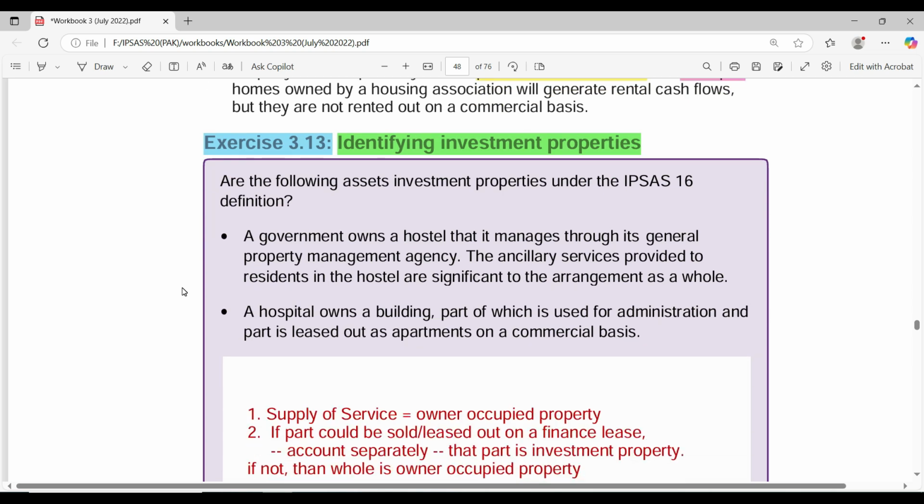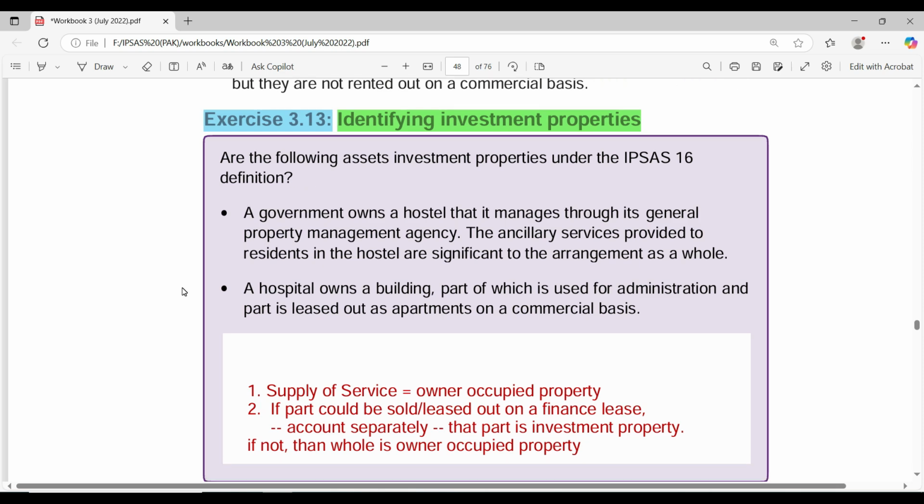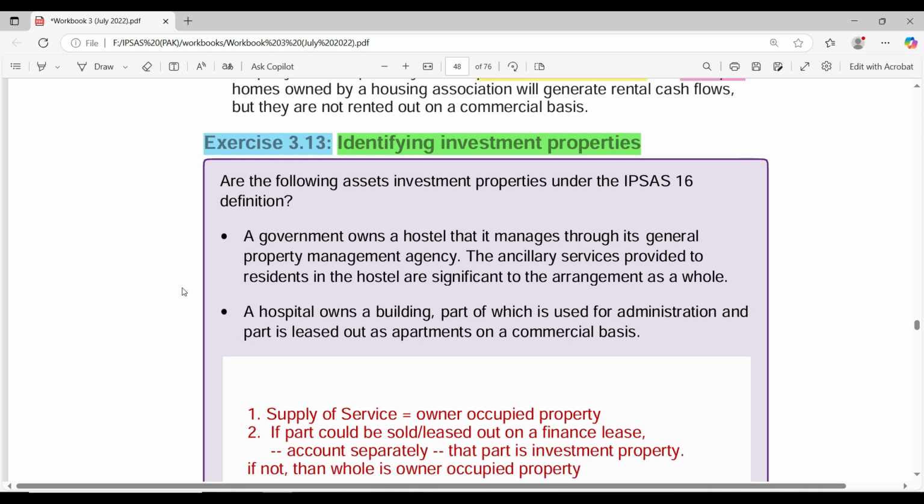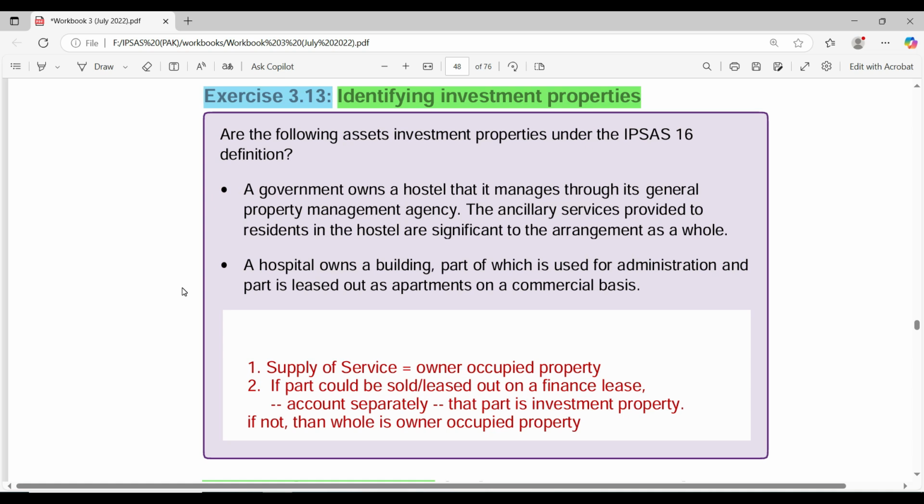Now we move towards the exercise. Identify investment properties. Are the following assets investment properties under the IPSAS 16 definition? A government owns a hostel that it manages through its general property management agency. The ancillary services provided to residents in the hostel are significant to the arrangement as a whole. Basically, this point discusses the supply of services. As we know, supply of services is not a part of investment properties. It is basically owner occupied property.